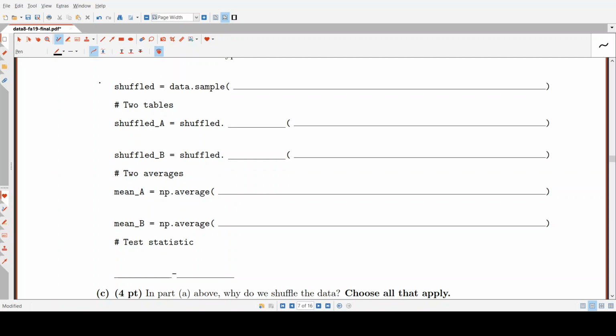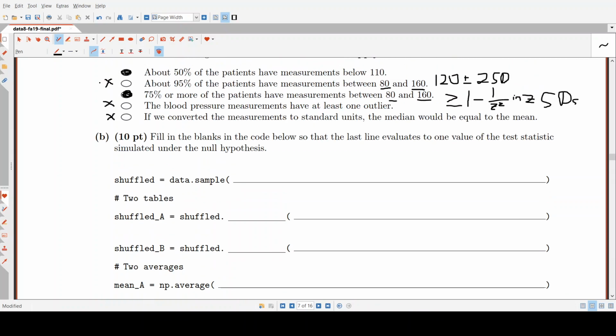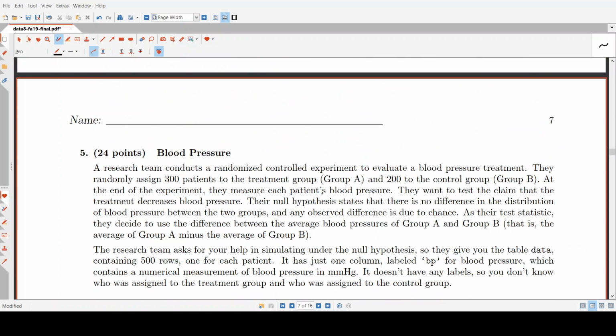And we know that for a few reasons. The first is that the question literally tells us we have a group A and a group B. So that's a pretty big hint, right? The second thing is that we are testing, let's see.